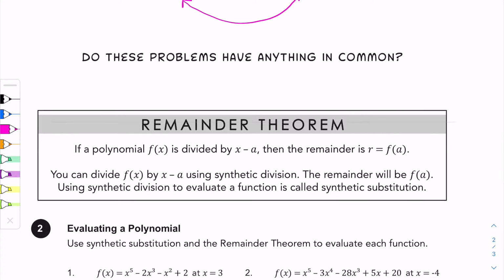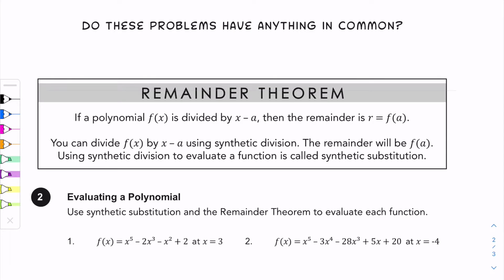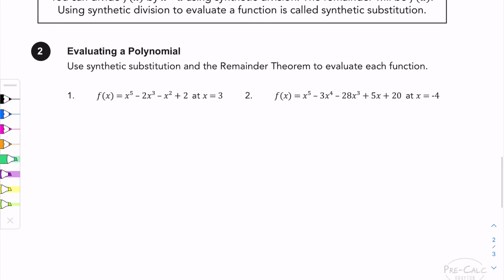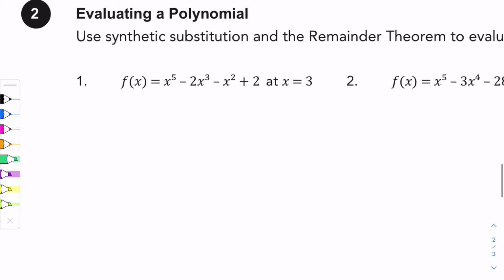So this leads us into the remainder theorem. The remainder theorem says that if you divide a polynomial by a linear expression, such as x minus a, the remainder will be the same as evaluating the expression at a. It will probably be easier to understand the remainder theorem if we just jump right into going over example 1.